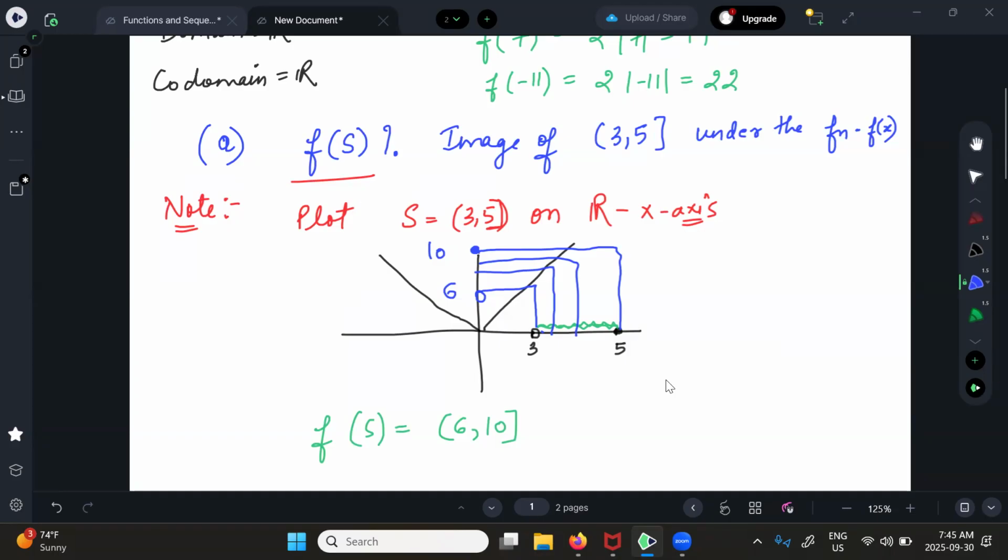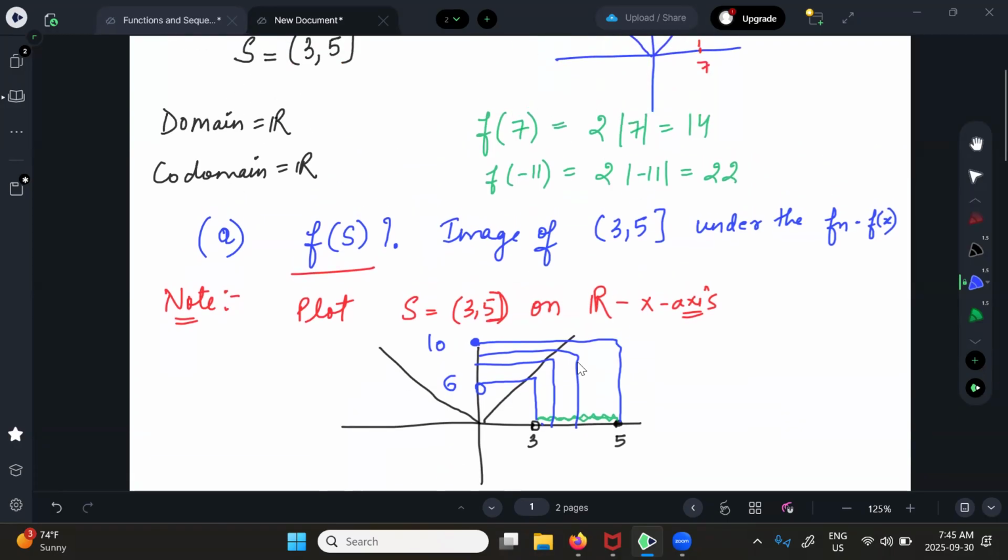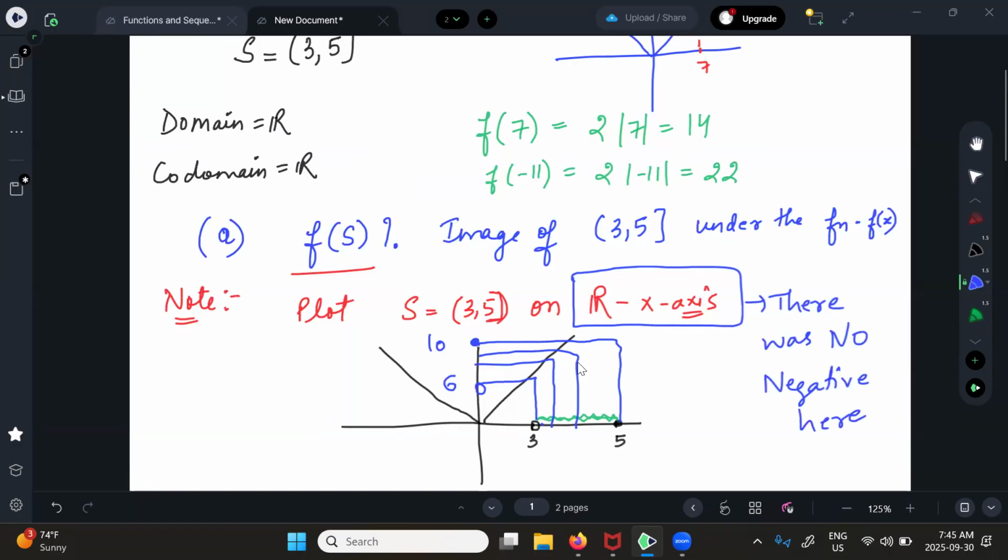Is it because we're plotting on the x-axis? Exactly. That's the reason, okay? Understand why we're doing this. In this case, we were plotting the S on the x-axis. There was no negative component. There was no negative here, right? Because you plot it here and then you look for the output. Output is never negative, so we ignore that, right? In this case, makes sense?